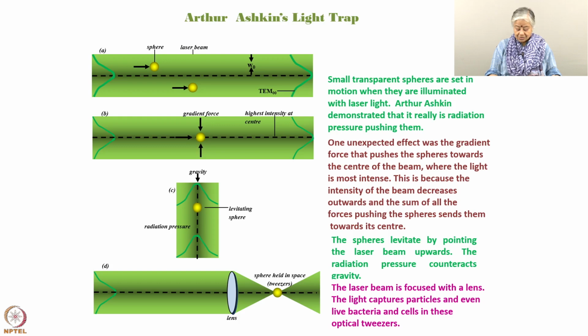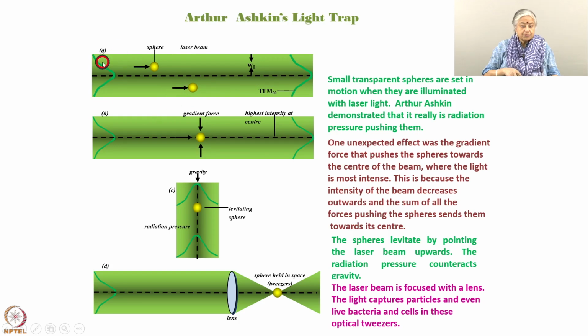I call this Arthur Ashkin's light trap. Here is the green laser beam, green because it is green light, I just put it there. And that central part is slightly darkish, because it is a TEM00 mode. It should be a TEM00 mode, and that is the most important part of trapping all these particles, and these are your latex spheres, the ones shown in yellow.